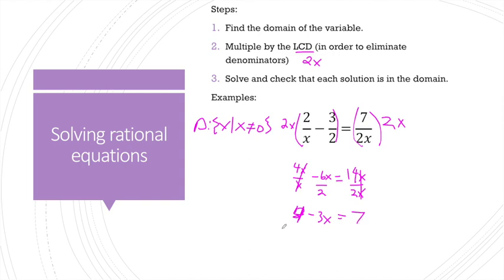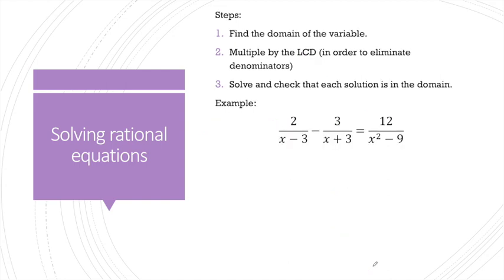To solve this, I subtract 4 from both sides. I get negative 3x equals 3. I divide both sides by negative 3. I get x equals negative 1. Now I need to check, is x equals negative 1 in my domain? Yes. So the solution to this rational equation is x equals negative 1.